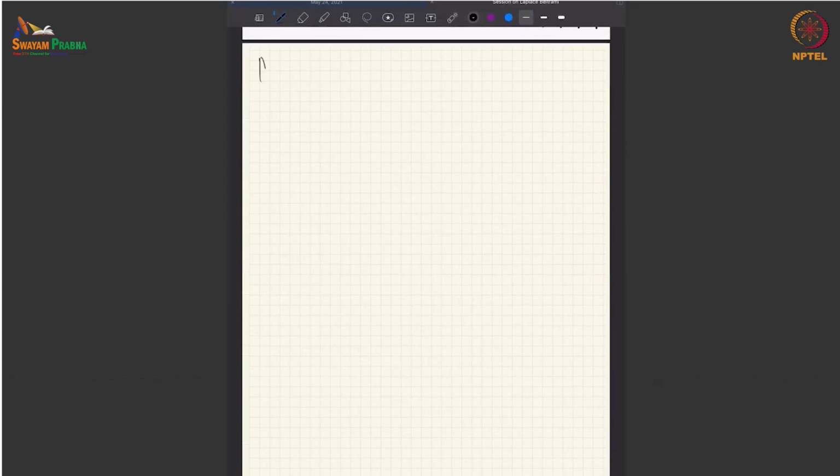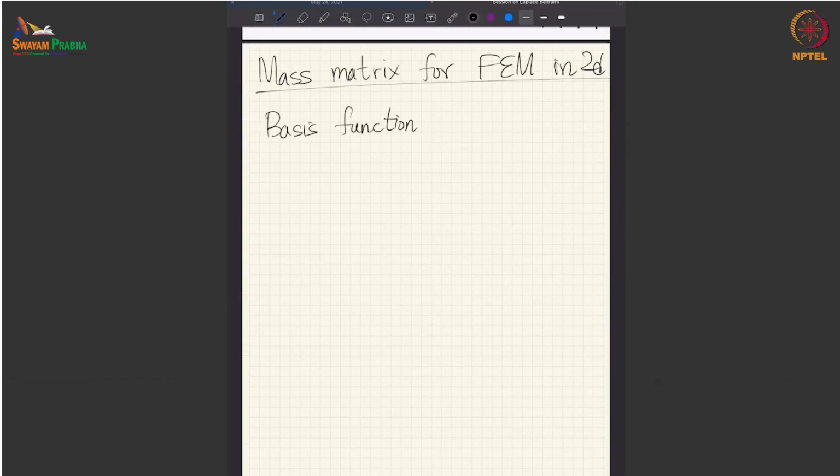Okay. So the mass matrix for FEM in 2D. That is the question. And maybe now I can show you what the basis function in 2D looks like as well. A figure I should have added to my slide: basis function phi in 2D on a triangle mesh. Let me first show you that, and hopefully it will make things easier.